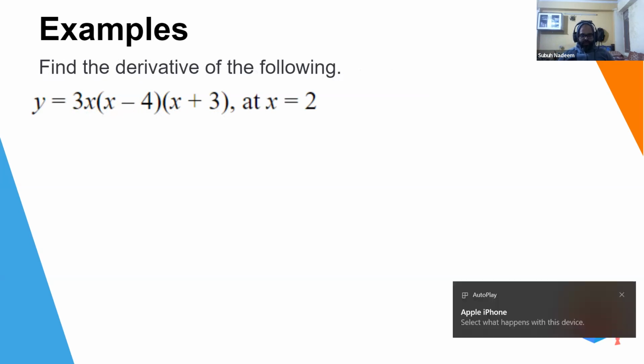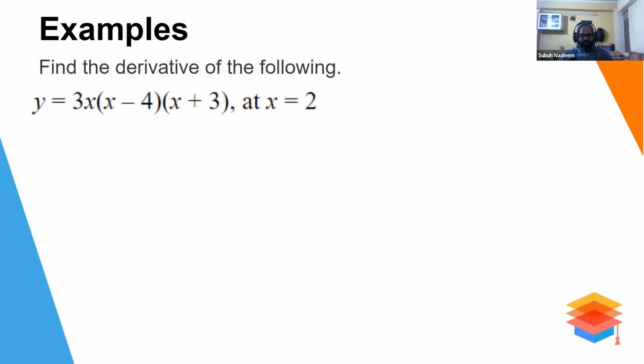Can you try this one? Here I'm giving you a hint. This 3 will come outside. You don't have to do anything with 3. It will simply come outside of everyone. Then there is one x, one is x minus 4, then one is x plus 3. So here there are 3 factors being multiplied, not 2.